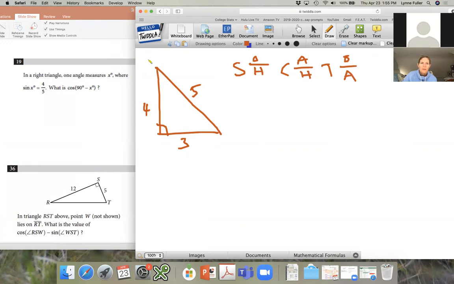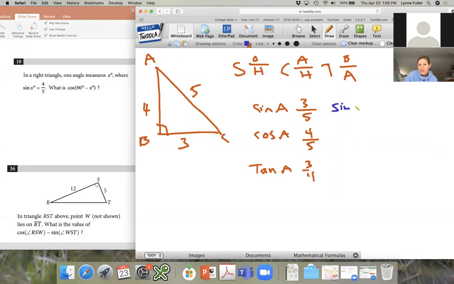Okay, so I'm going to call the side lengths A, B, and C. So you'll notice that the sine of A is opposite over hypotenuse. The cosine of A is adjacent over hypotenuse. And the tangent of A is opposite over adjacent. And then we flip. Now I'm going to start with C.